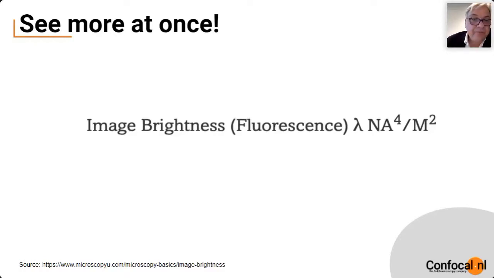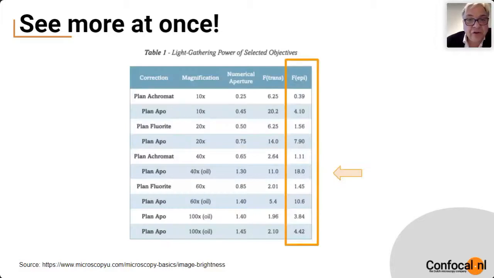Next slide. And if you go to the Nikon Microscopy U website, they did this calculation in fluorescence for all of their magnifications and the various NAs. And you can see that they already concluded that 40x is a very nice combination with 1.3 NA. It gives for them the brightest lens in fluorescence.